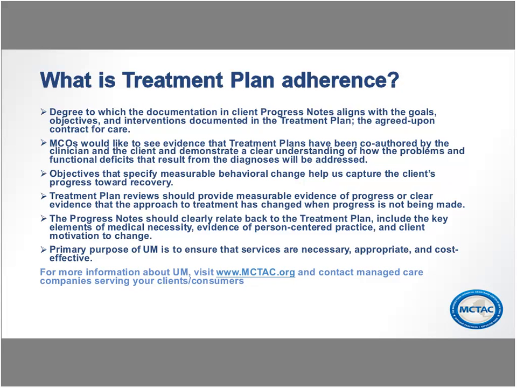That will be emphasized in this discussion today. Objectives that are specific and show measurable behavioral change are really vital to action-oriented treatment planning. And then at the point of the treatment plan reviews, we should provide measurable evidence of progress, or if we don't have progress, that the approach to treatment has changed when progress is not being made. So we measure the progress being made, or we show that we've done some course correction and have changed our approach when progress is not being made.